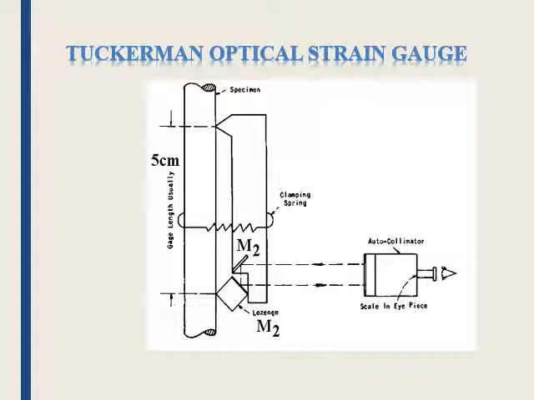So the sensitivity of the gauge is about 2 microstrains, and this gauge is available with a wide range of gauge lengths, about 6 mm. It can measure both static and dynamic strains and cyclic strains up to 180 Hz.